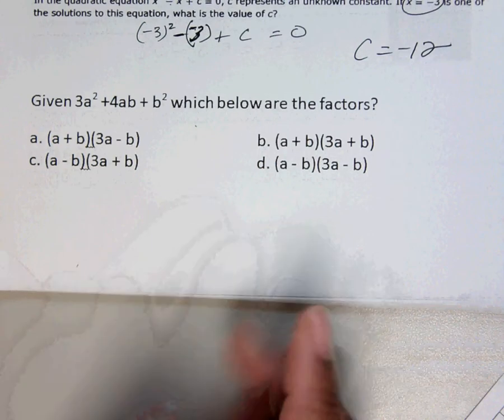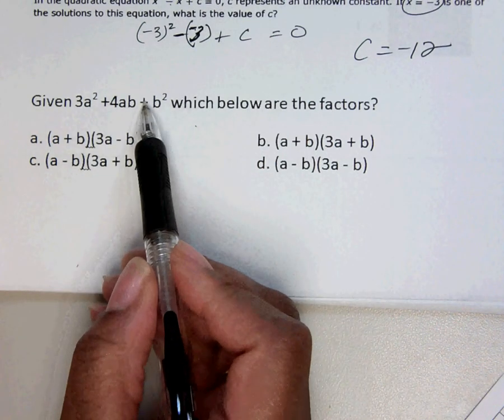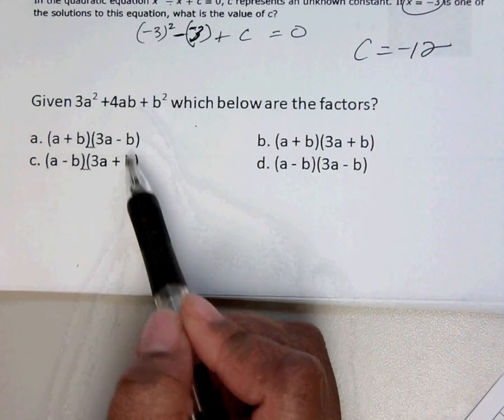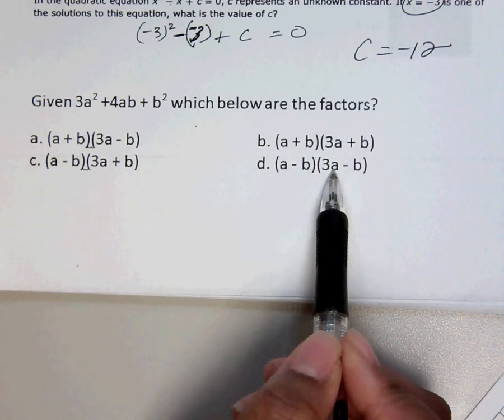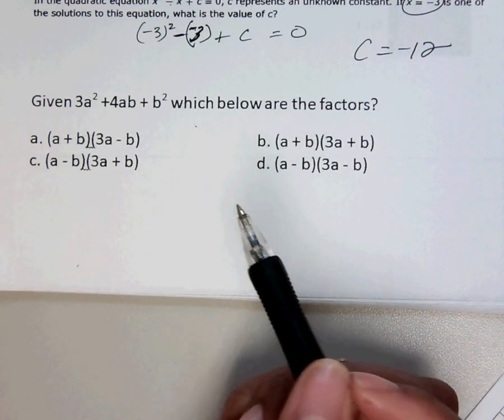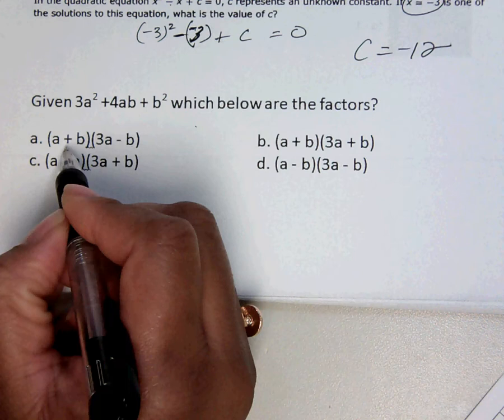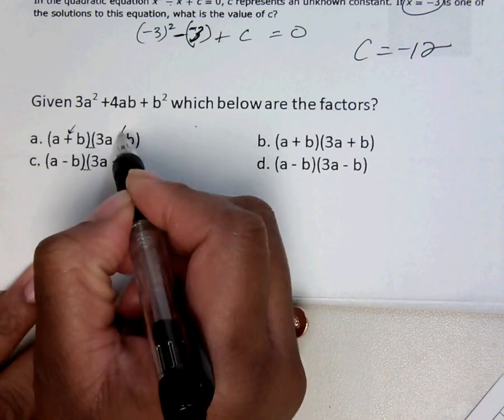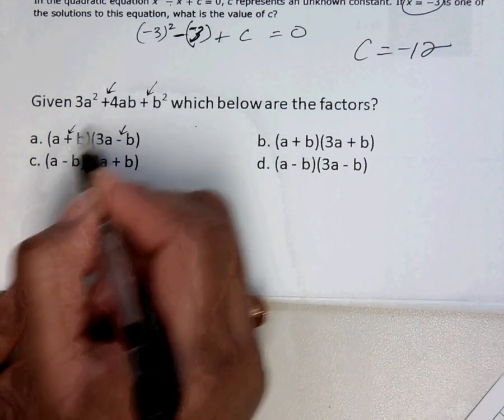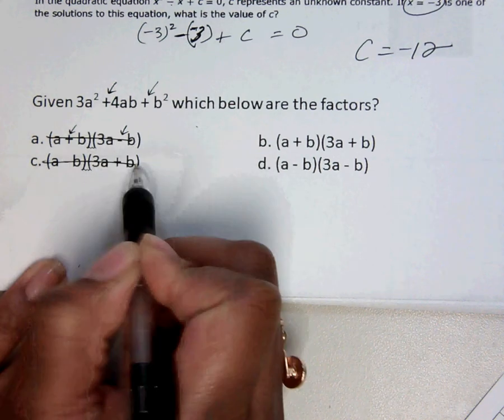Okay. I want to get this trinomial, and I know that I can get a trinomial if I multiply my binomials. So we can multiply these binomials. Very simple. I noticed that this one has a plus and a minus, but I have all plus signs here. So I can eliminate anything with a negative for this question.